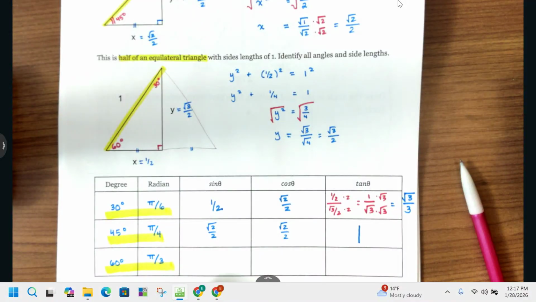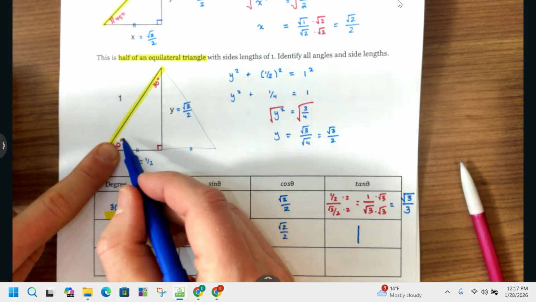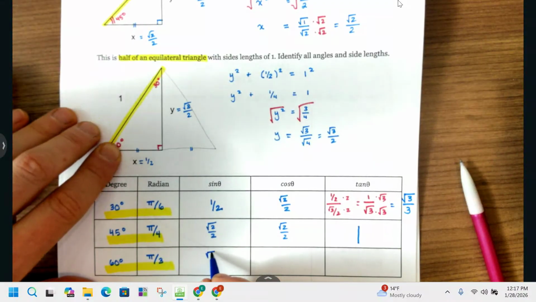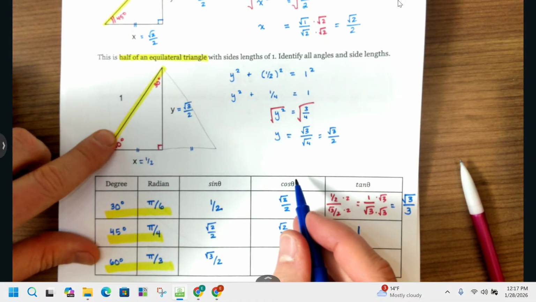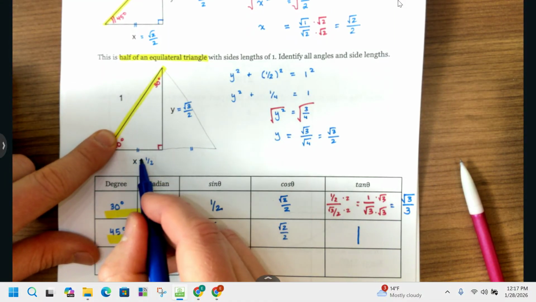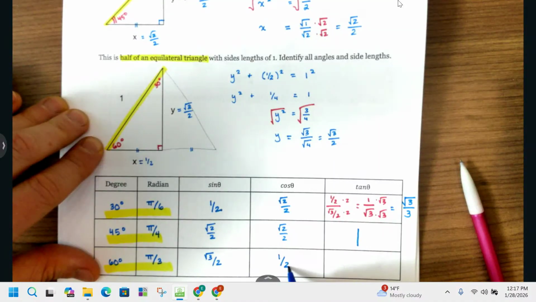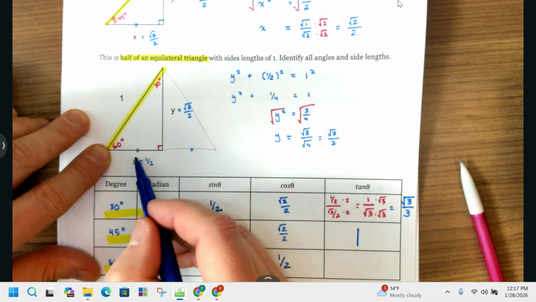Okay. This one's going to be very similar right here. Let's do 60 degrees. So here's 60 degrees. Sine is opposite over hypotenuse. Cosine is adjacent over hypotenuse. Tangent is opposite over adjacent.